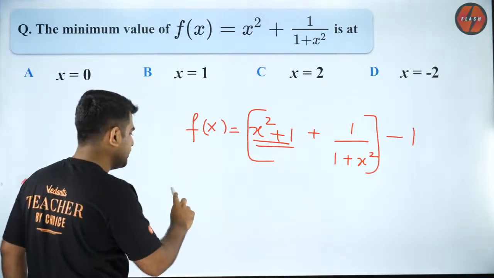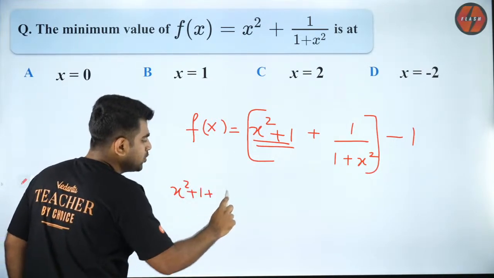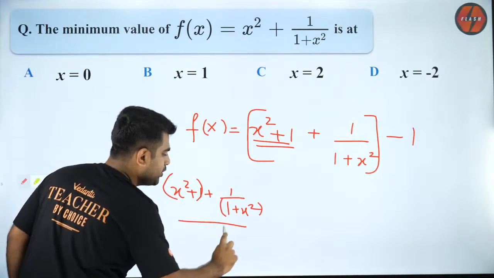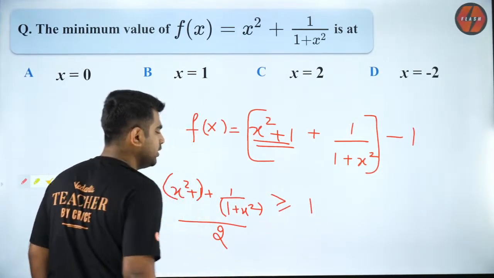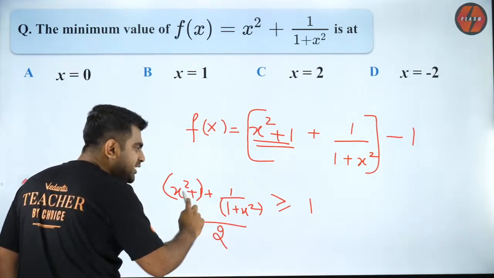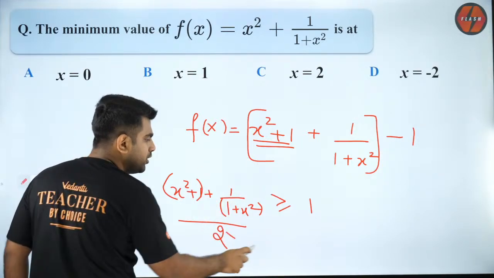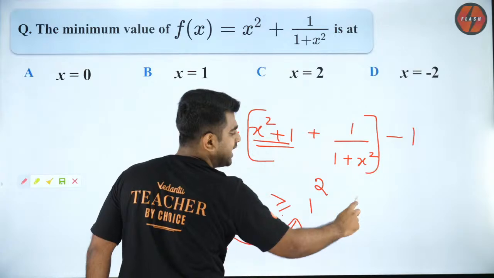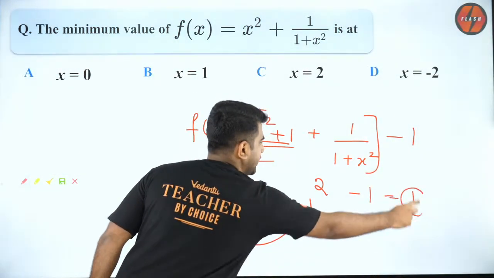So how do I apply it? (x square plus 1) plus (1 by x square plus 1), divided by 2, is greater than or equal to 1. Why 1? Because the product of these two is 1. So if I take it to the other side, the minimum value is 2 and outside I have minus 1. So the minimum value is 1.